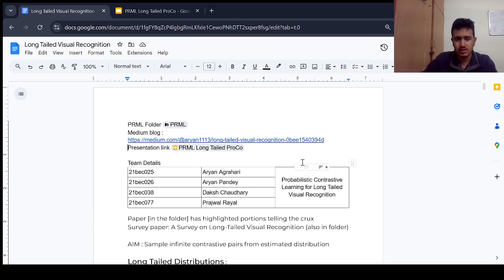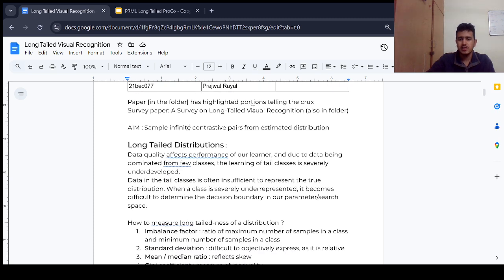Moving on, I have also written a Medium blog on this, which should have some images from the presentation, but this is quick and easy to understand. So here we are. This is a paper from Tsinghua University. I hope I'm pronouncing it right.